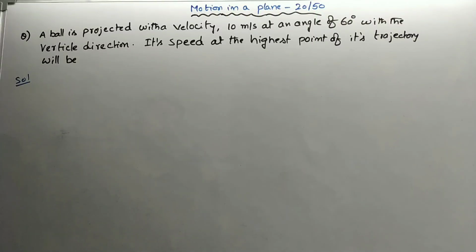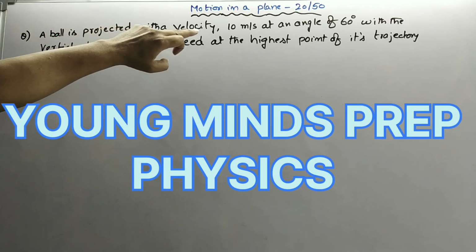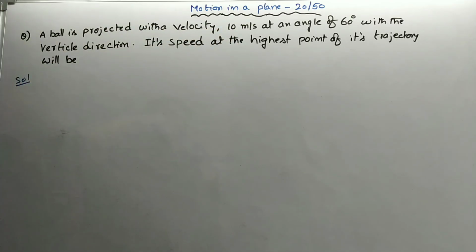Welcome to Young Minds. The 20th question in motion in a plane lesson is: a body is projected with a velocity 10 meter per second at an angle of 60 degree with the vertical direction. Its speed at the highest point of the trajectory will be. Okay. To see, this question may be done based on graph. It is very easy to understand.